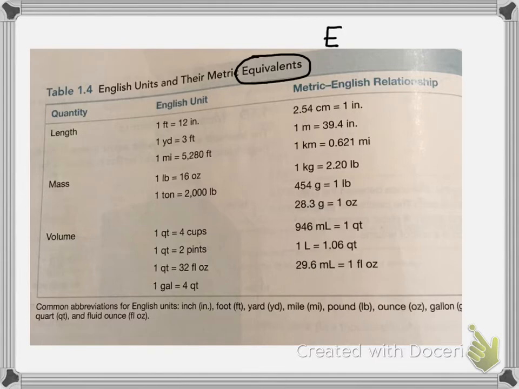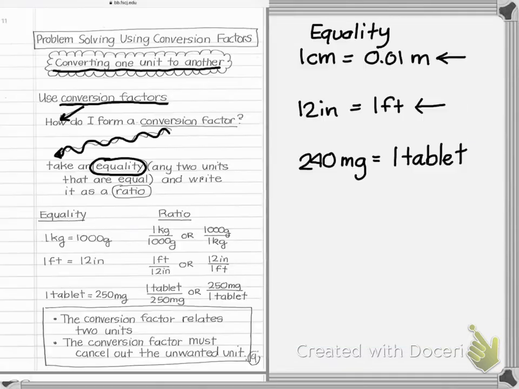So these are equalities. These are ones that I would give you, either this table, or usually I just give you a few that you're going to need to know. Okay, so these are all equalities, and these on this table, I don't think you'd have to memorize. I don't see any metric to metric. Nope, none of them on this table would you have to memorize. So these would all be given.